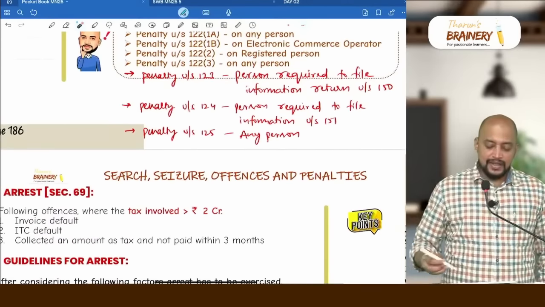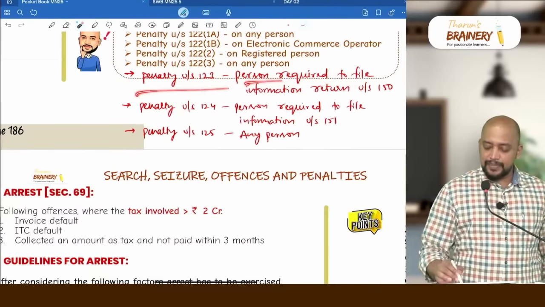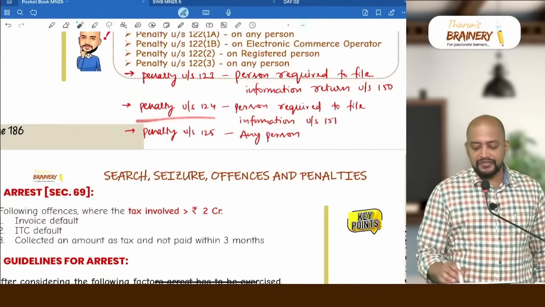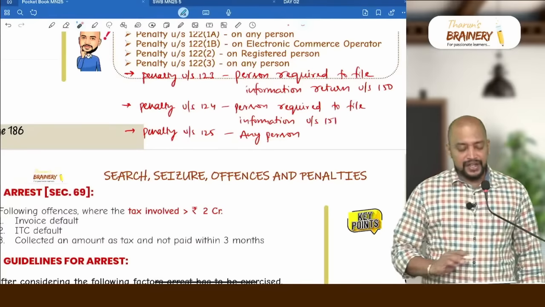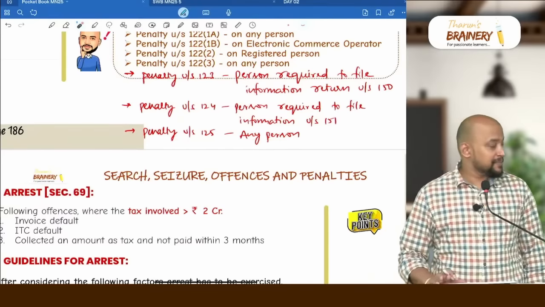So penalty under 123, person required to file information under 150; 124, person required to file information under 151; 125 is on any person, any person.